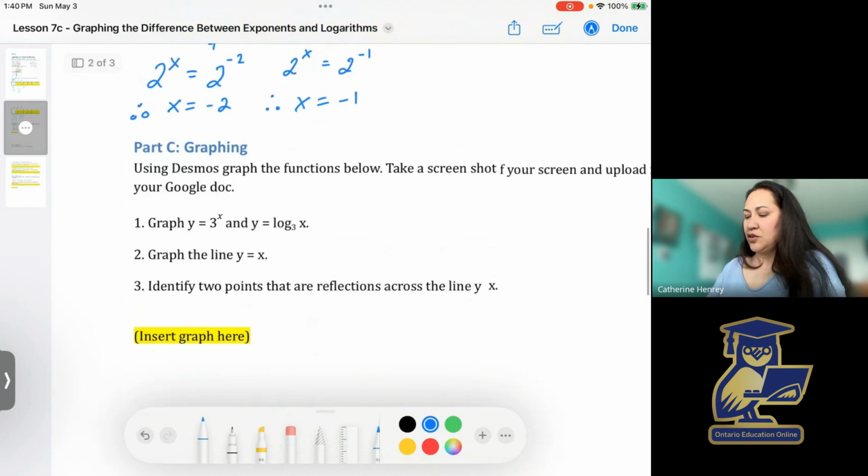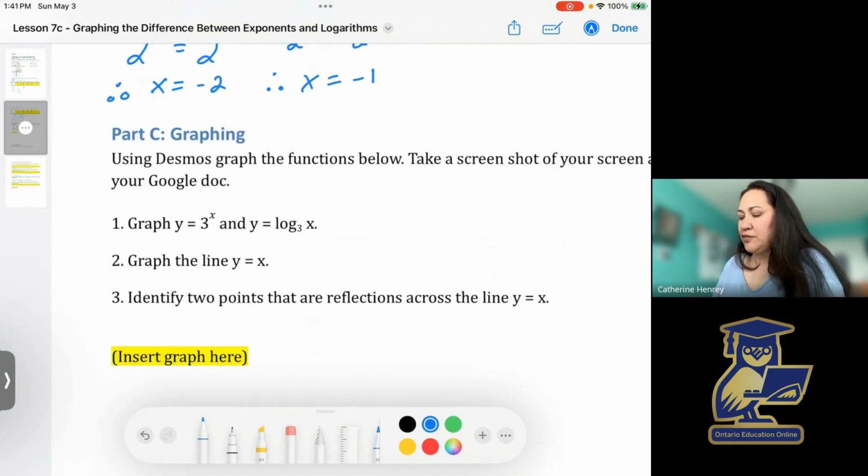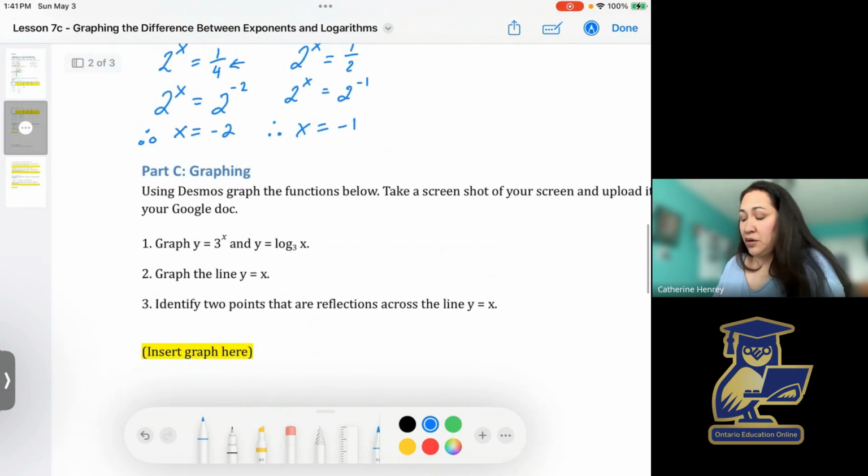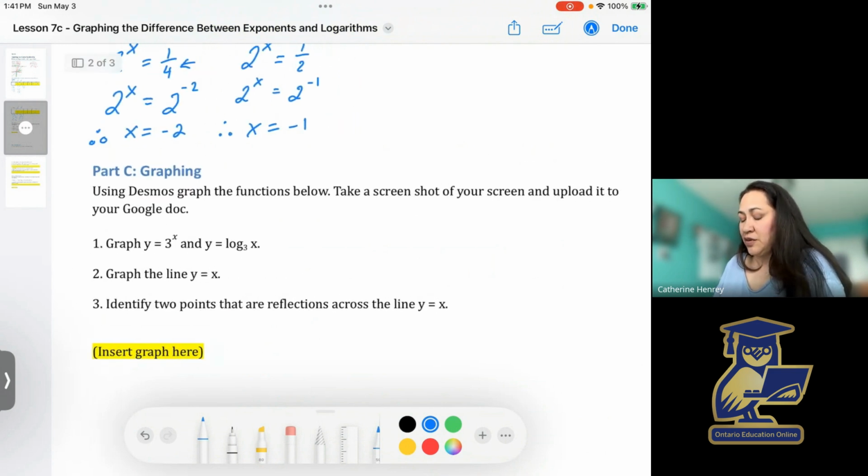So for graphing, you're going to go back to Desmos, graph the functions, and take a screenshot. If you do it on paper, you can also just take a picture of it. The graphs that I'm looking for are y equals 3 to the power of x and y equals the log of x to the base of 3. I'd also like you to graph the line y equals x. And then I want you to identify 2 points that are reflections across the line y equals x.